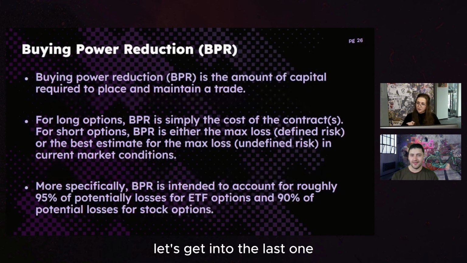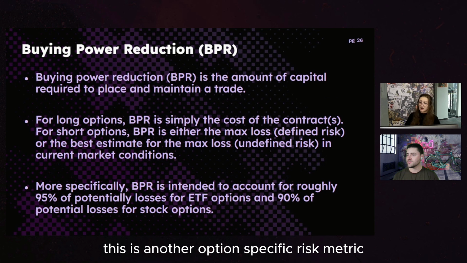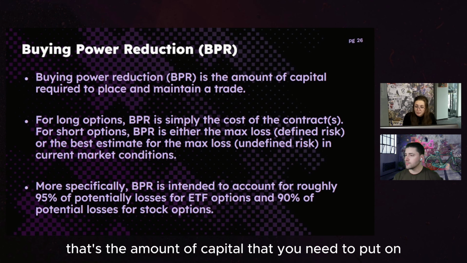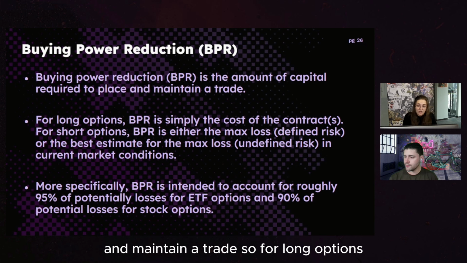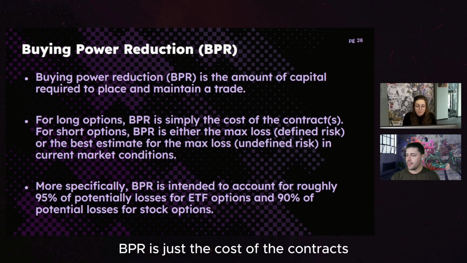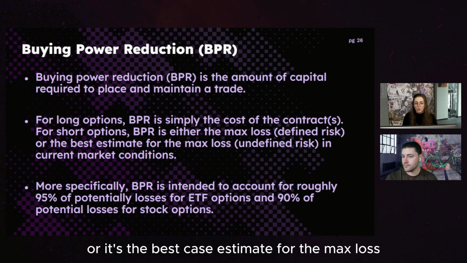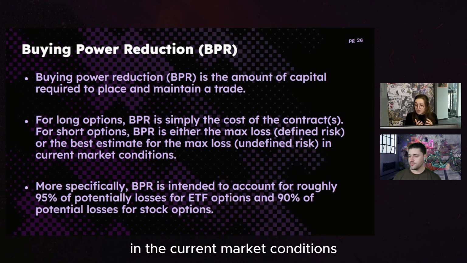Let's get into the last one, buying power reduction. So this is another option specific risk metric. Basically, that's the amount of capital that you need to put on and maintain a trade. So for long options, BPR is just the cost of the contracts. And then for short options, it's either the max loss for a defined risk position, or it's the best case estimate for the max loss for an undefined risk position in the current market conditions.